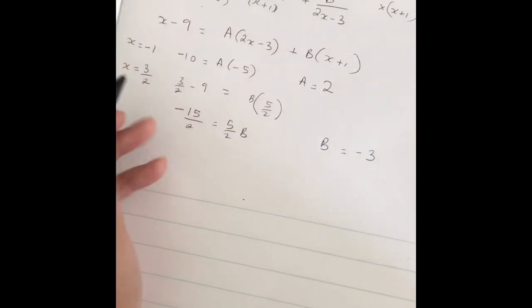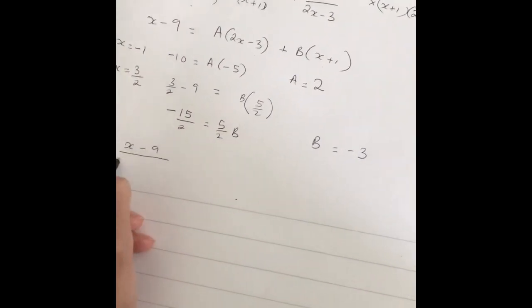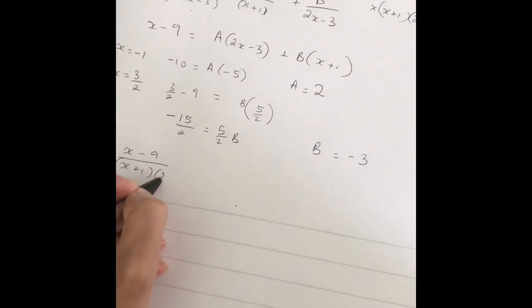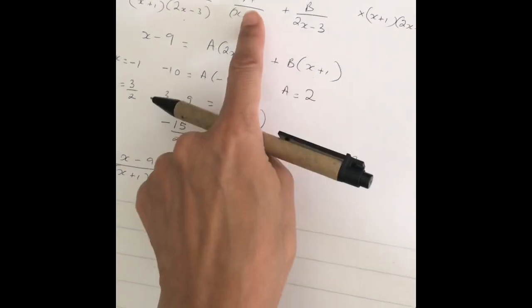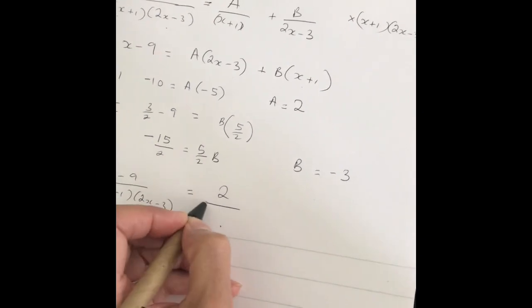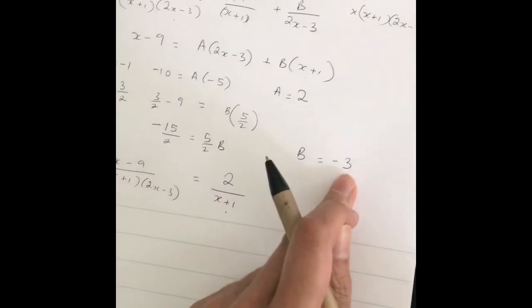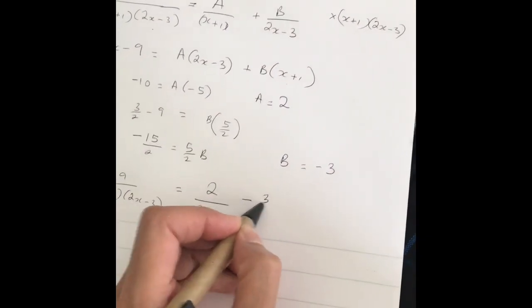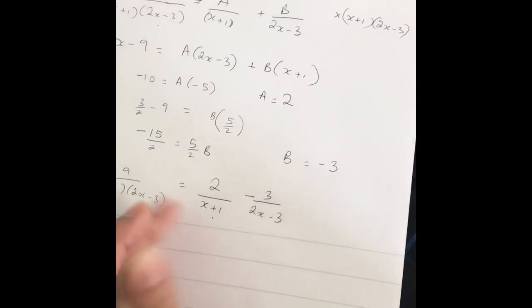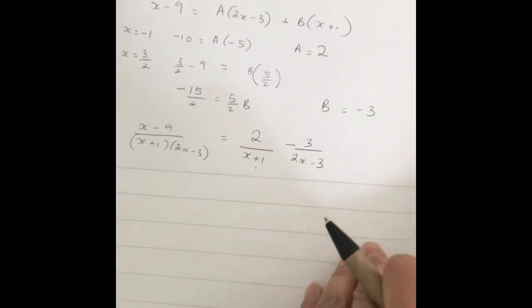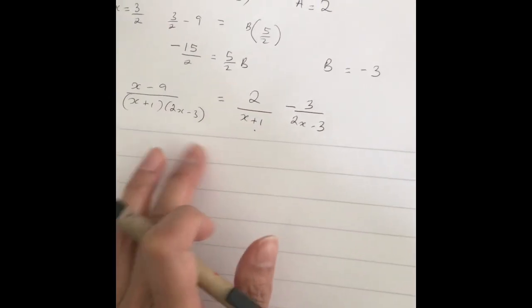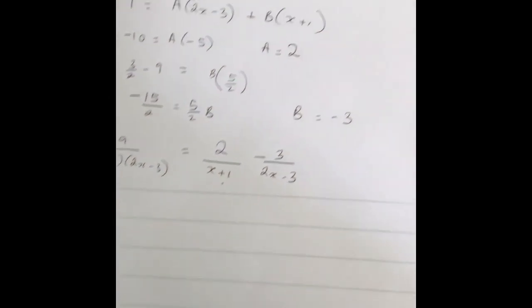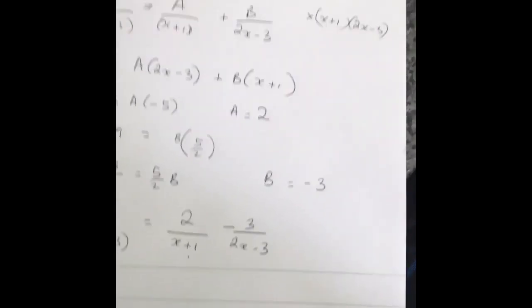So that means this partial fraction, I'm just going to write it out again, will be 2, that's the a, over x plus 1, and then the b is minus 3 over 2x minus 3. And that is the first type of partial fraction, where you've got linear factors in the denominator. Okay, so let me have a look at the next example.